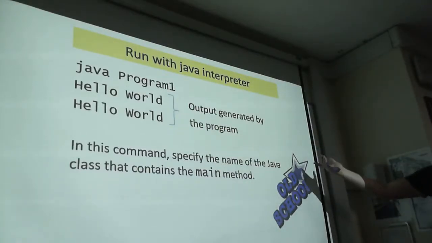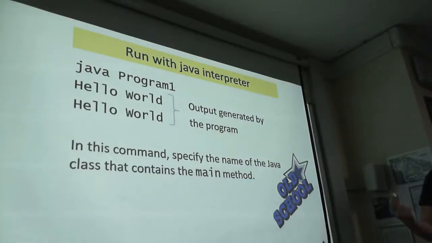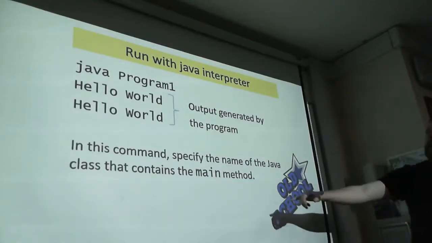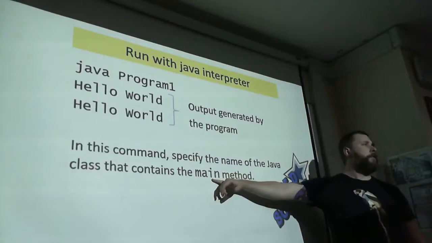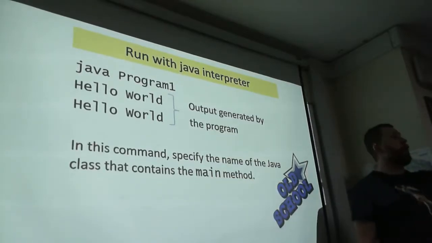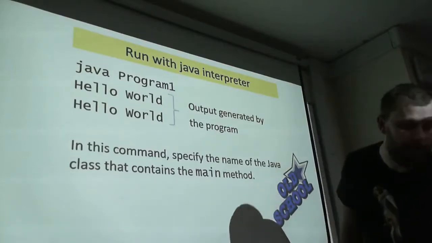In this command here, we're going to specify the name of the Java class that we want to run. And once it starts that, where it first goes to is the main method, which is where we put our functional piece of code, that command to print out to the screen.